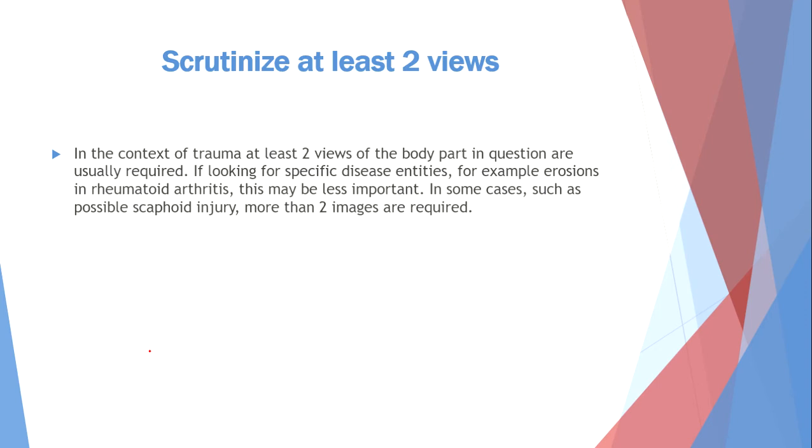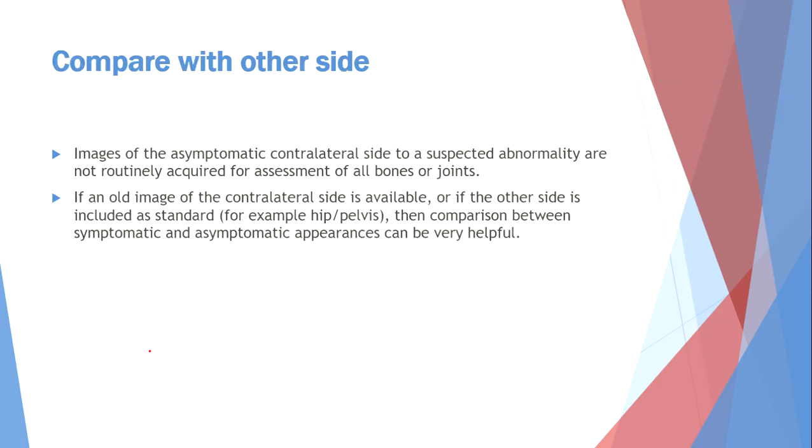Scrutinize at least 2 views. In the context of trauma, at least 2 views of the body part in question are usually required if looking for specific disease entities, for example, erosions in rheumatoid arthritis. This may be less important in some cases, such as possible scaphoid injury. More than 2 images are required.